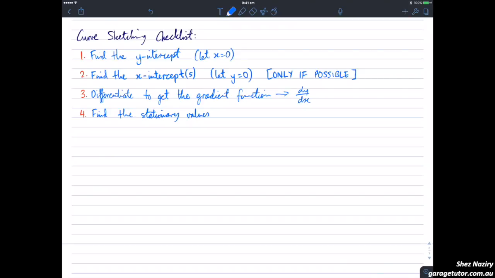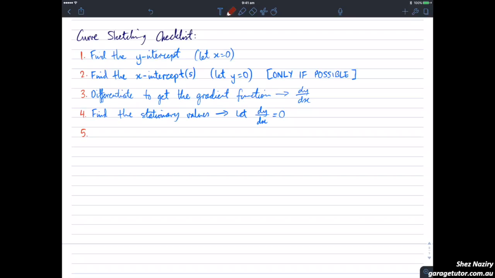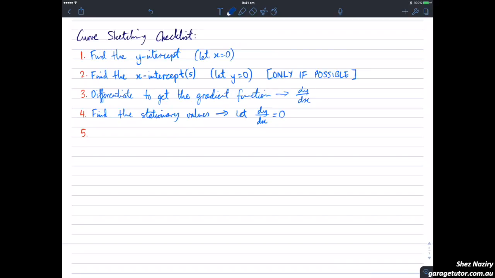Just scribble it out. Now, in this case, you would let dy dx equal 0. Okay? Next step. I'm being very specific here because I don't want you guys to miss a beat. It's not this hard. You guys have actually already done curve sketching. But I'm giving you something that you always need to have. This is your checklist.